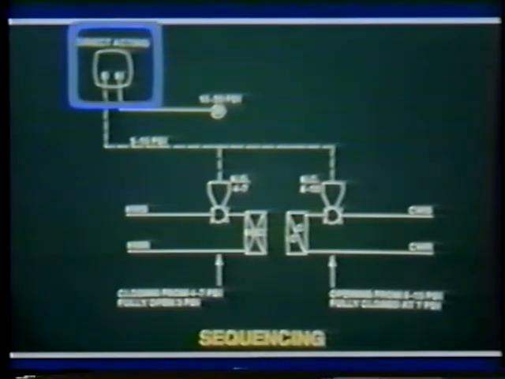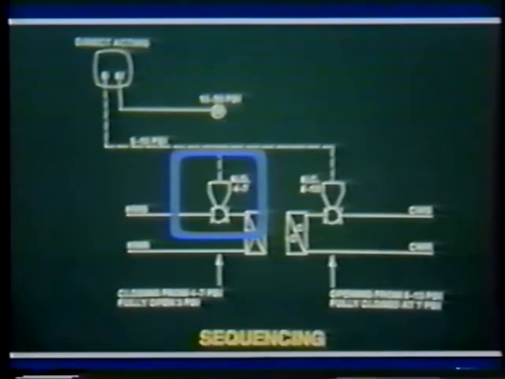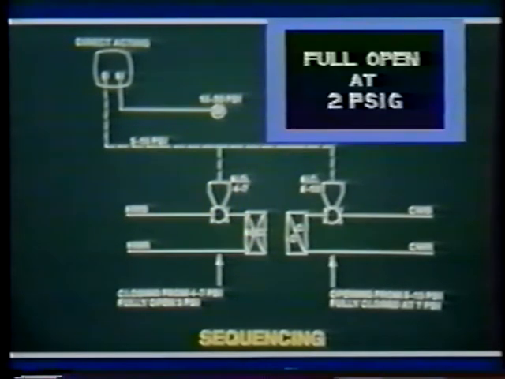When the thermostat senses a drop in space temperature, the branch pressure will decrease. As it decreases below 6 psig, the heating valve begins to open and will continue to open as long as the branch pressure continues to drop. At 2 psig, the valve will be fully open.